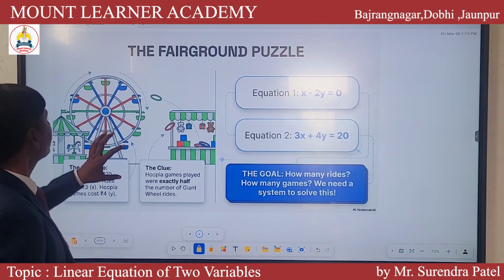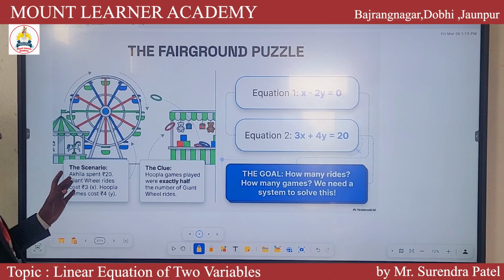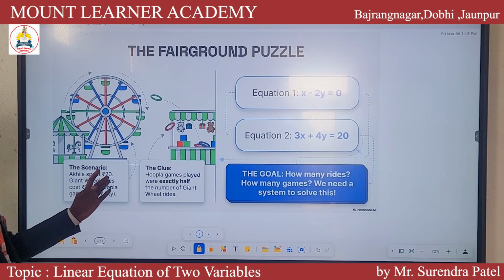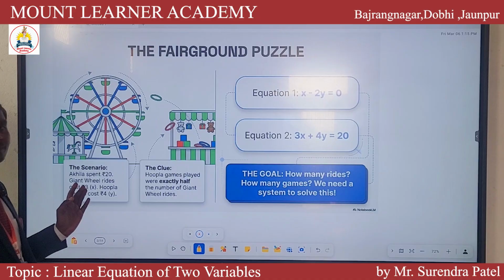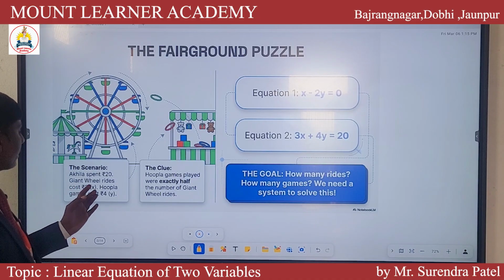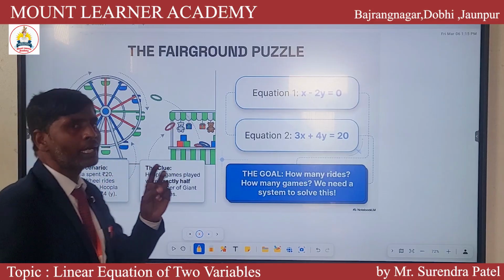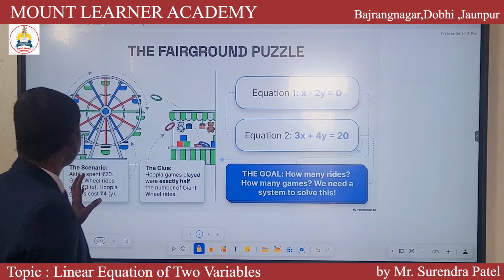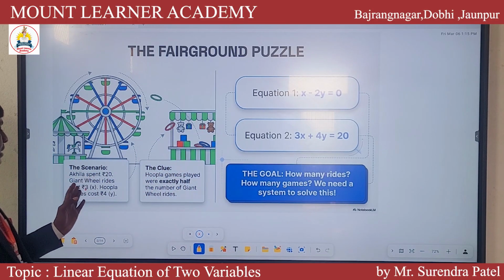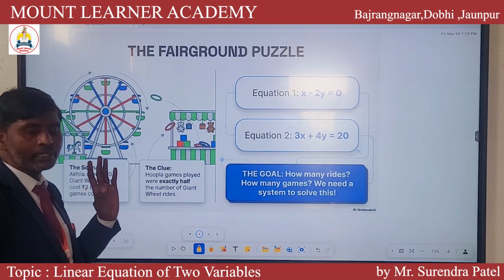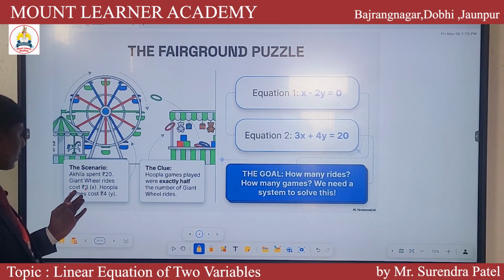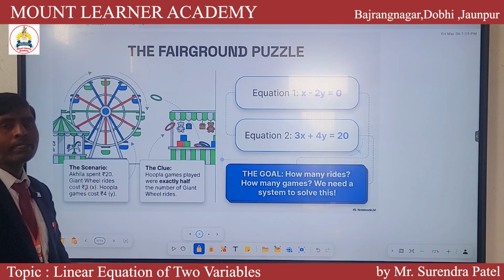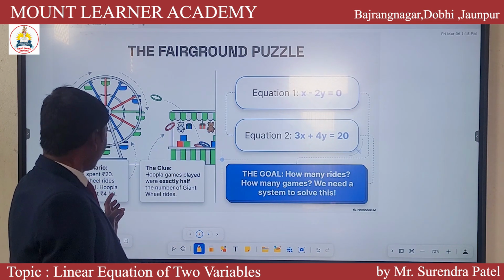Our topic is here, the scenario. Salika spent 20 rupees. Giant wheel rides cost 3 rupees and hoopla games cost 4 rupees. Okay, so here there are two types of variables. One is giant wheel rides at 3 rupees cost. We consider the x value, and the games cost we take as the other variable y.